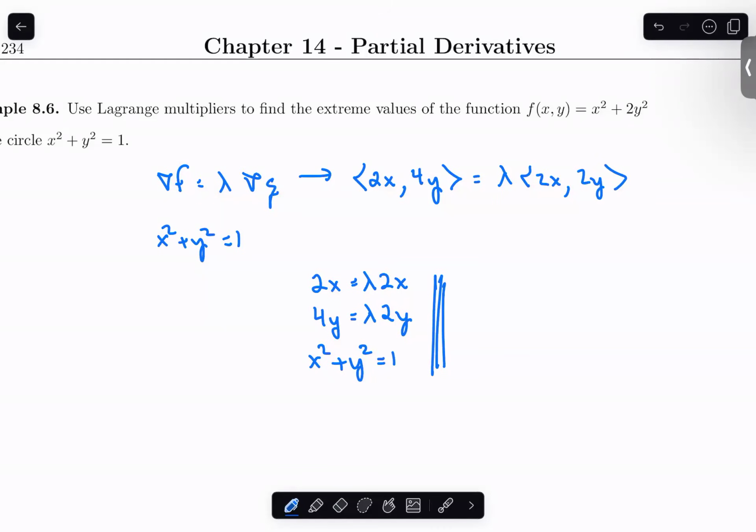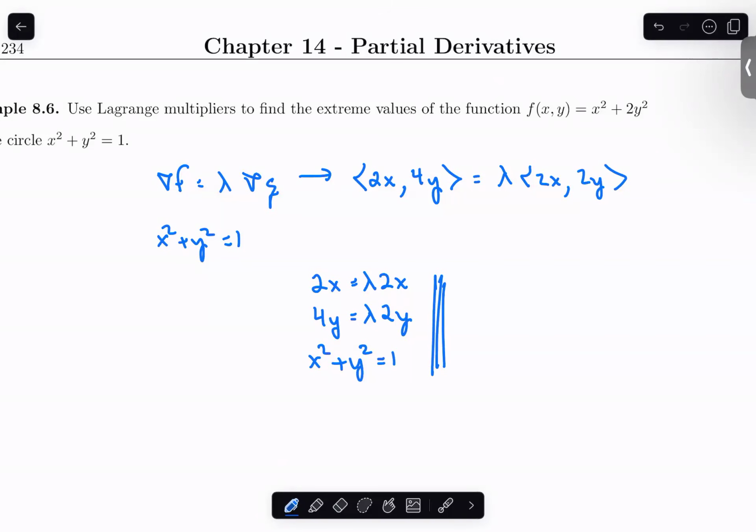Another 30 seconds or so. Get as far as you can. All right.